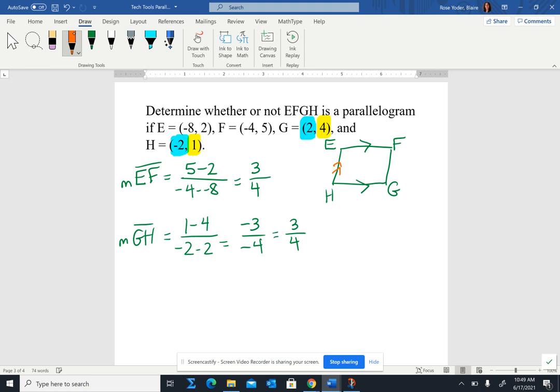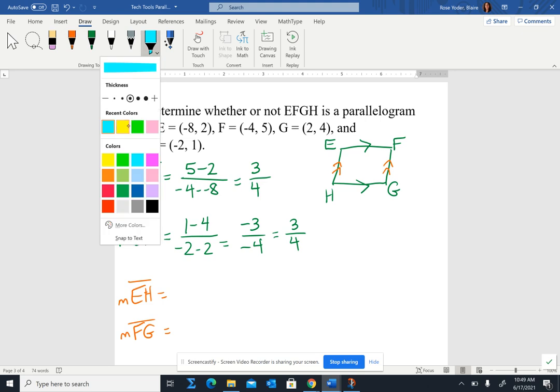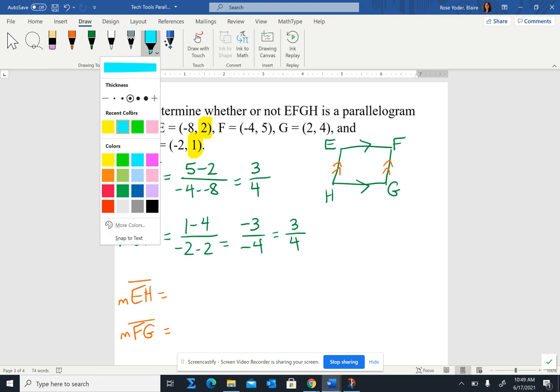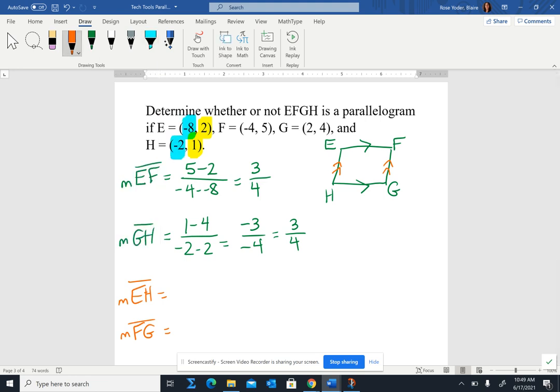Now let's check the other two line segments, EH and FG. Let's find the slope of EH and the slope of FG and see if those two slopes are the same as well. So EH, I'm going to find the change in the y values and then the change in the x values. 1 minus 2 over negative 2 minus negative 8. 1 minus 2 is negative 1. Negative 2 minus negative 8 is 6.